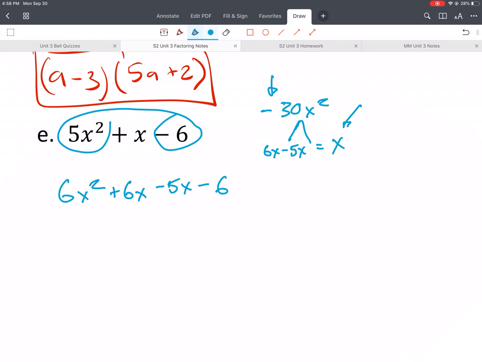Wait, did I mess something up? I feel like I'm missing something. Oh yeah, there it is. Sorry. Erase. This should be a 5, this is a 5, and this is a 6.